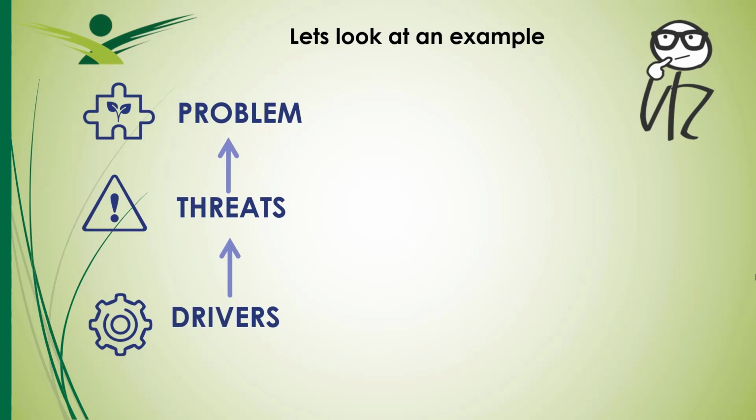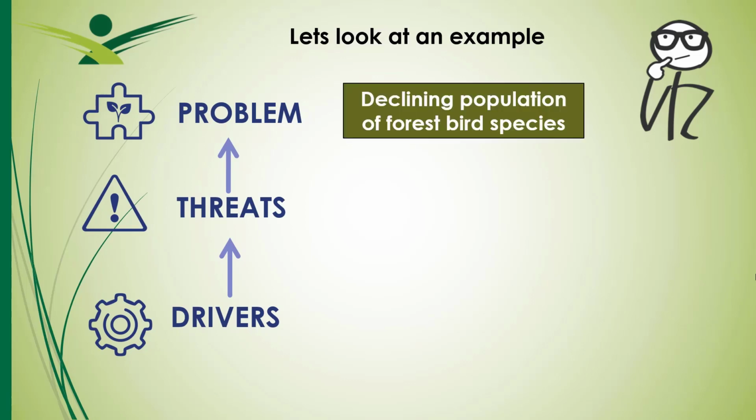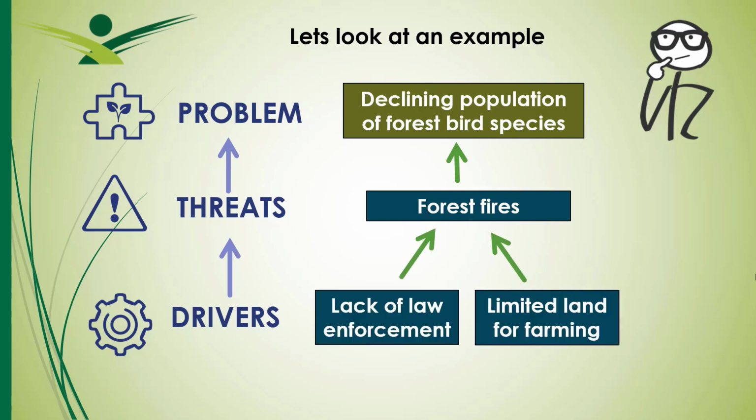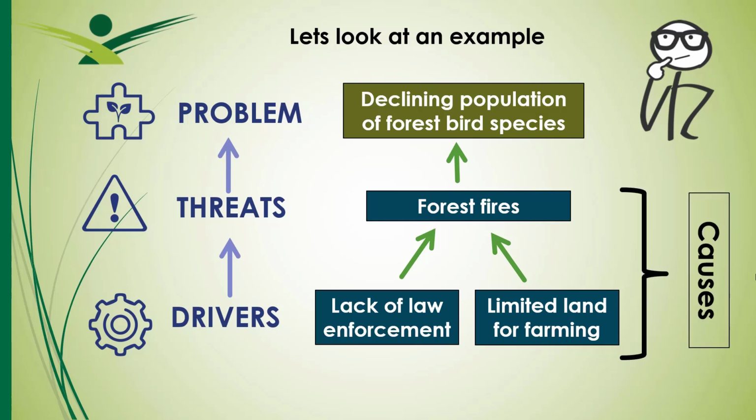Let's look at an example. I'm going to use a simplified example here to illustrate my point and also to make sure it actually fits on the slide. Suppose the conservation problem is the declining population of a forest bird species. Perhaps it's an endangered species that you're concerned about. And that it's forest fires that are causing this decline, so they're the threats. And lack of law enforcement is what's behind the forest fires, as well as perhaps limited land for farming. So communities are clearing the forest in order to plant their crops. And together, these are the causes.